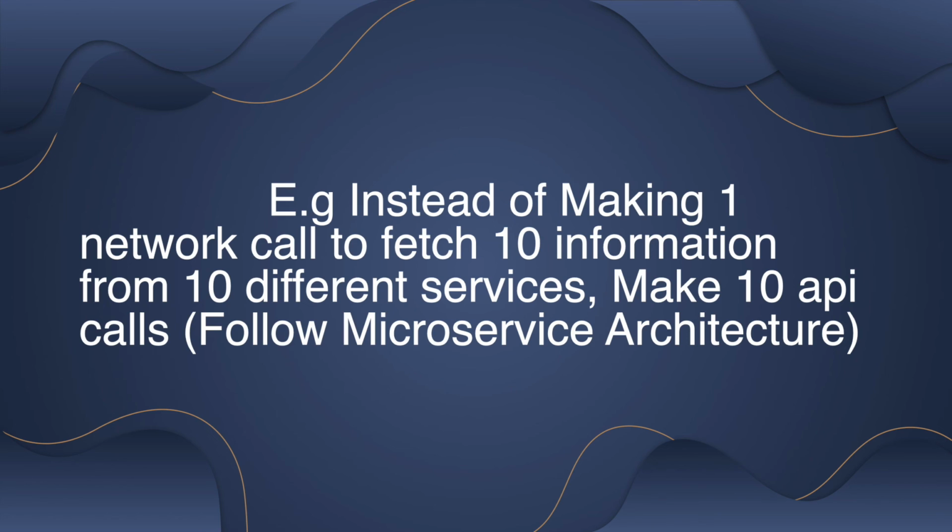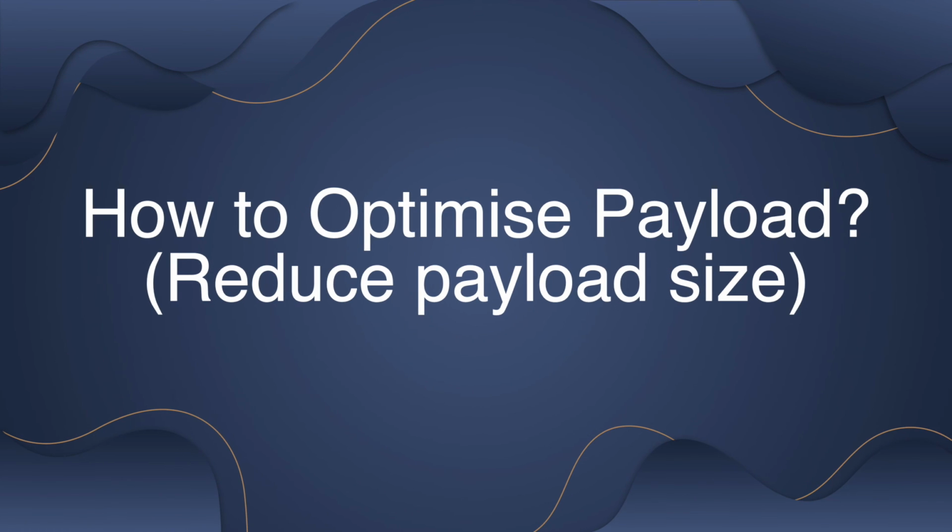The solution is to try to split them. That means instead of making one API call to fetch all these 10 pieces of information, let the client make 10 API calls based on the need. Or we can say let's build a microservice. Now, how to optimize the payload? We have already seen that for our case it's 470 or 480 KB. So the response payload or request payload can impact the network delay.